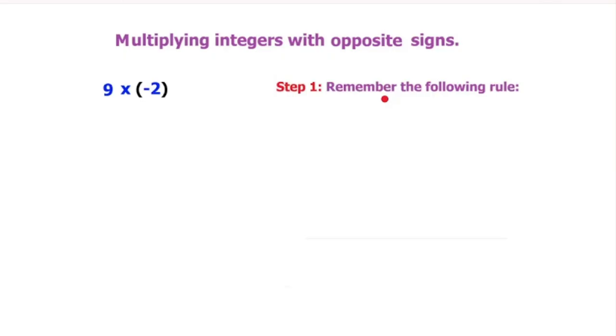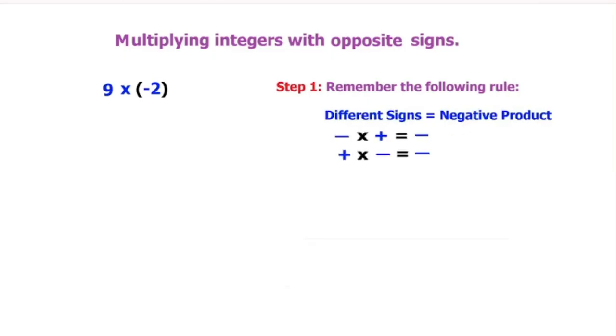So remember the following rule, step 1, okay? Different signs equals negative product. So how does that look? When we have different signs, negative times a positive, it's going to give you a negative, or the other way around, when it's a positive times a negative, it will give you a negative, okay?